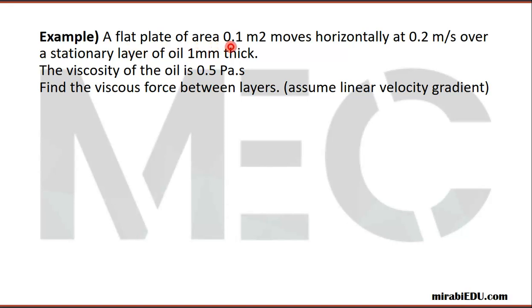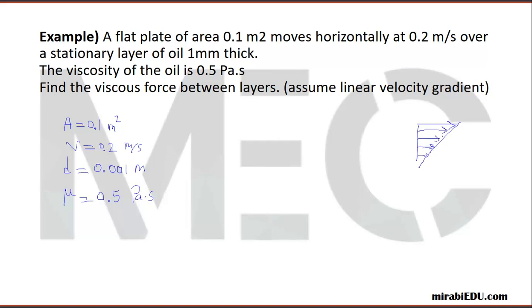Okay, this is an example. A flat plate of area 0.1 meters squared. This is an example about Newton's law of viscosity. So area is 0.1 and the plate moves horizontally at 0.2 meters per second over a stationary layer of oil which is 1 millimeter thick. So the distance between the layers is 1 millimeter or 1,000th of a meter. The velocity is 0.2 meters per second. All the units are written in SI. The viscosity of the oil is given to be half, so mu is half Pascal-second. Find the viscous force between the layers. Assume a linear velocity gradient. So here we're assuming that there is a linear velocity gradient.